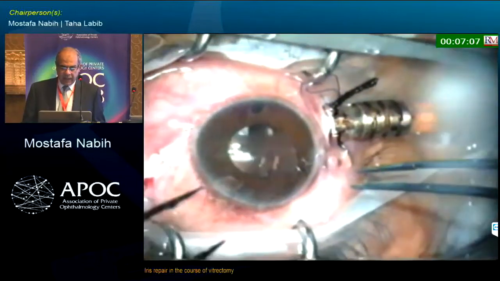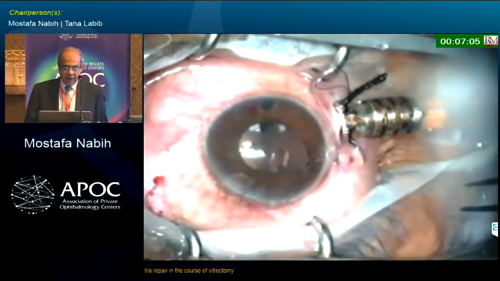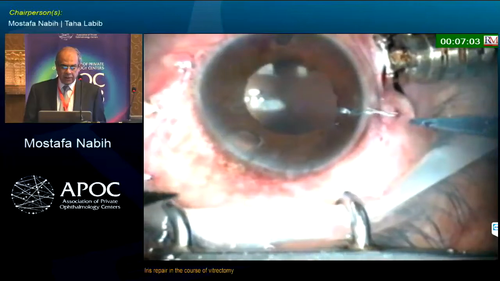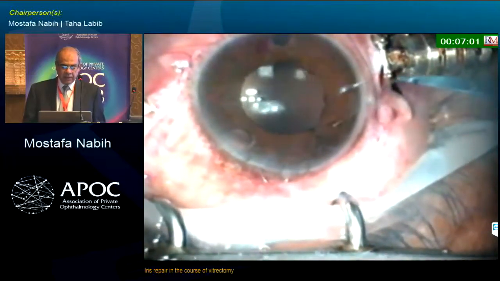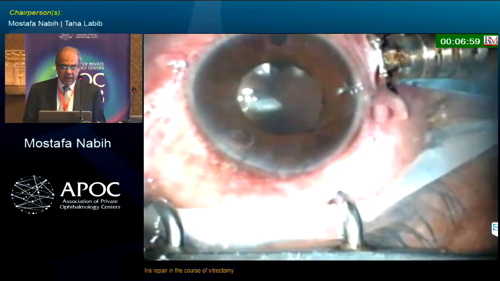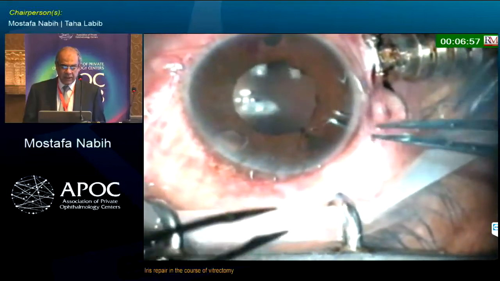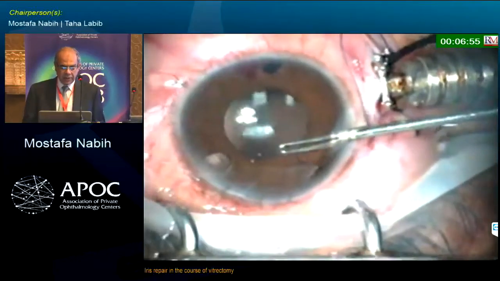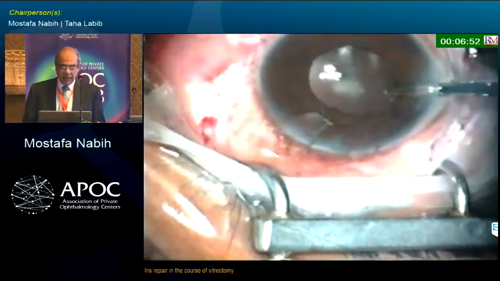Then I have a knot outside the eye. If I pull the two ends of the suture, I am guiding the knot inside the eye through a very small incision. This is actually the well-known Sipser's technique.